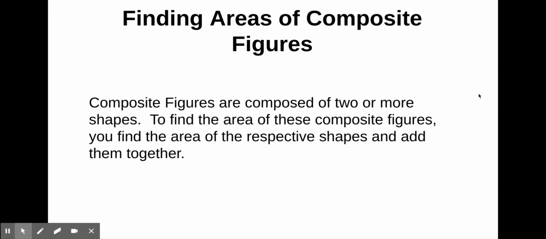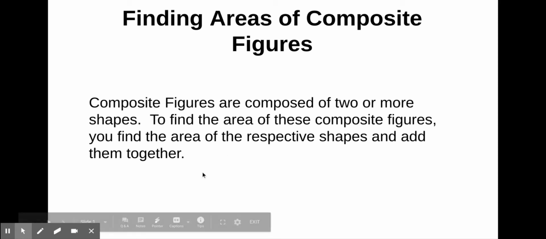So, when we look at composite figures composed of two or more shapes, to find the area of these composite figures, you find the area of the respective shapes and add them together. Alright, so let's talk about the different shapes that you could encounter. Alright, so next slide.